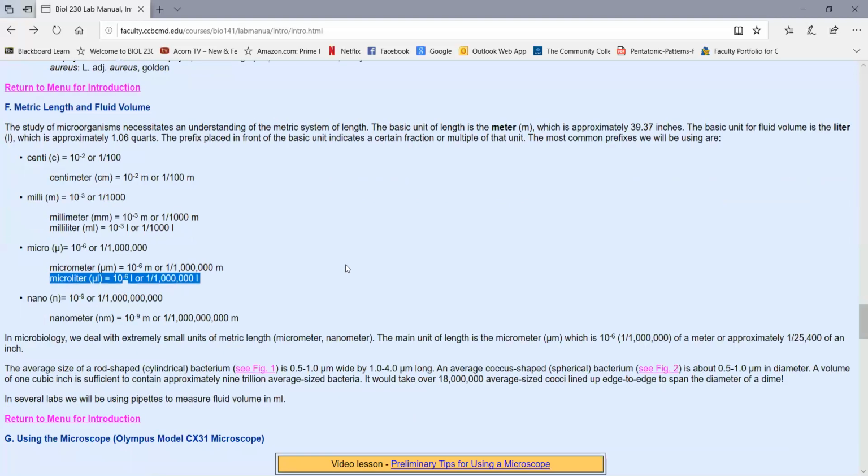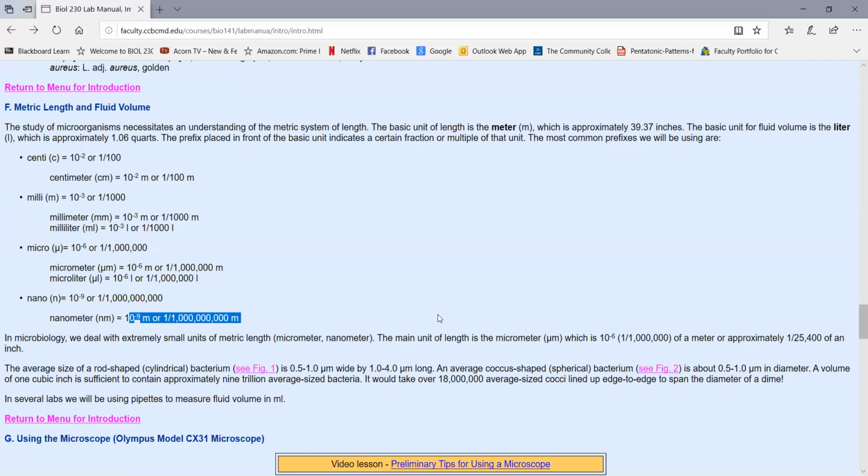And then the final prefix we need to know is nano, abbreviated n, and that's 1/1,000,000,000th, or 10 to the minus 9. So a nanometer, abbreviated nm, would be a billionth of a meter, or 10 to the minus 9 meters. And that's what we use to measure dimensions of parts of a bacterial cell or the size of a virus.